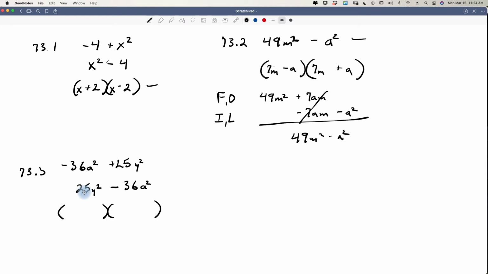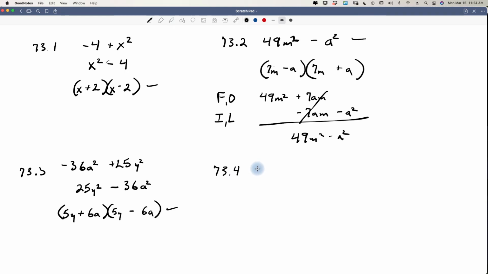Now we can do our factoring. The square root of 25 is 5. Square root of y squared is y. So 5y and 5y. The perfect square of 36, the square root of 36 is 6. Square root of a squared is a. We're going to have a positive and we're going to have a negative. And that's correct.